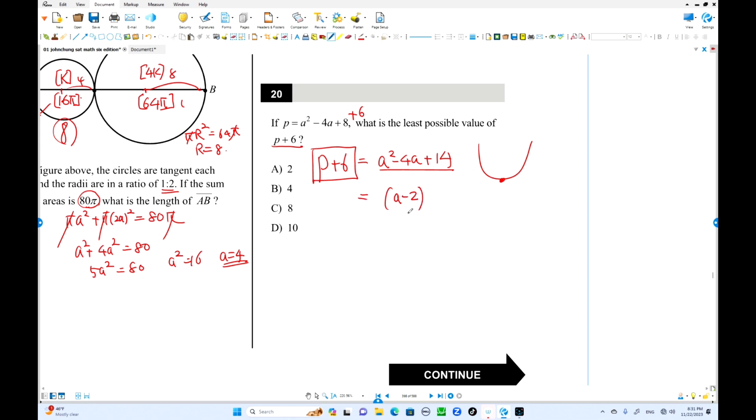I like this vertex form. Always take half of this number, negative 4, half is 2, squared. That is plus 4, right? Compare this, how to make it right? 14 plus 10 more. So 4 plus 10 is 14. So that is the vertex form of P plus 6. So actually, when x is 2, y is 10 over here. The graph looks like this. What is the minimum value of this one? Over here, right? 10.